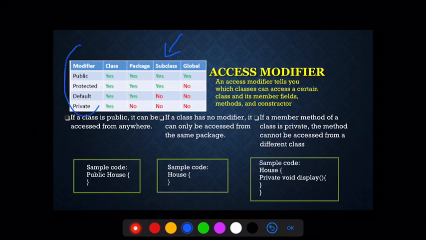These are the modifiers. You have public, protected, default, and private. And here you have the classes that can access that certain class. So basically, if you have a class that is public, you can access it from a different class, from a different package, from a subclass, and so on.